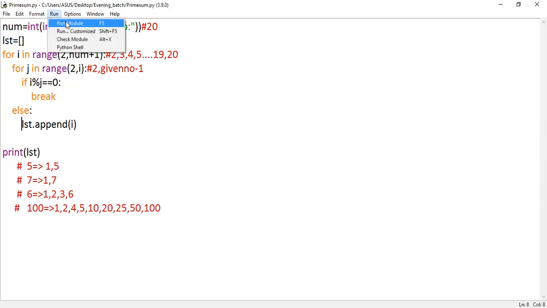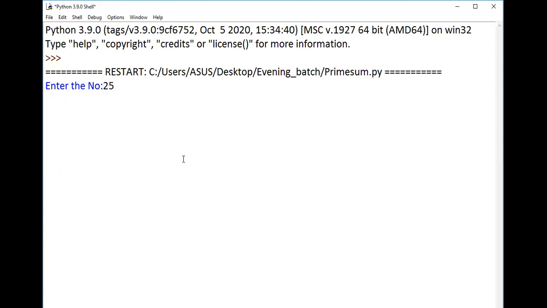I'll just share it with you guys. You can just go ahead. We took much time during the startup itself here. Okay, so if 25 is given, now all the prime numbers within this range have been generated.